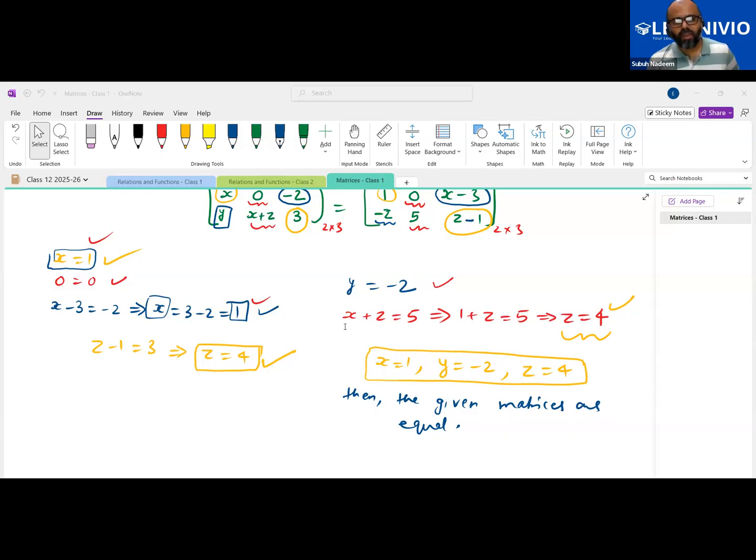So for these values of x, y, and z, these matrices are equal. If you take any other value of x or y or z other than these values, for any one of them, or for more than one of them, then the matrices will not be equal.